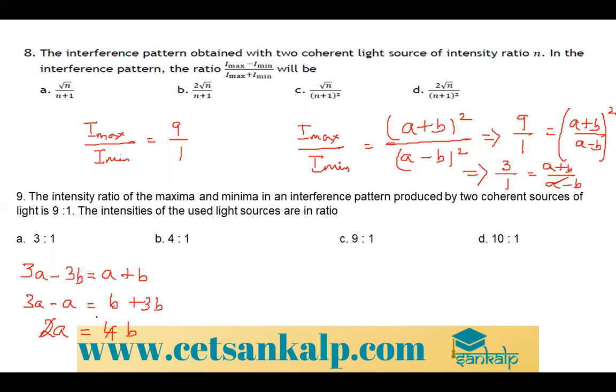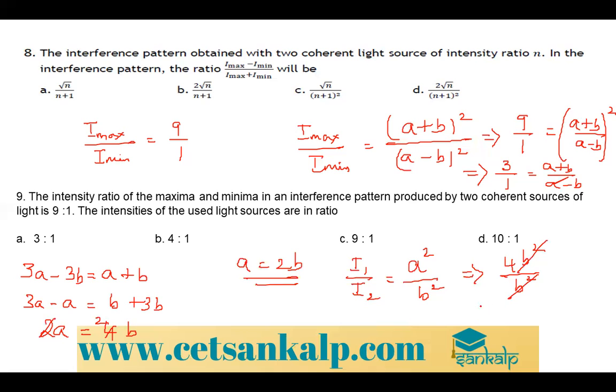2 ones are 2, 2 twos are 4. So a is equal to 2b. But you have the formula I1 by I2, because intensity is proportional to square of the amplitude. So a square divided by b square. It is 4b square by b square. b cancels. So 4 is to 1 is the answer. 4 is to 1. Is it clear?